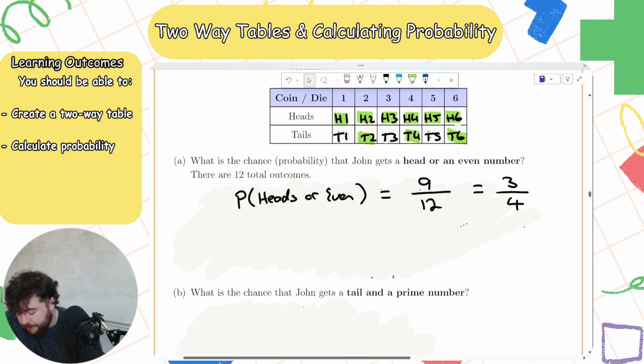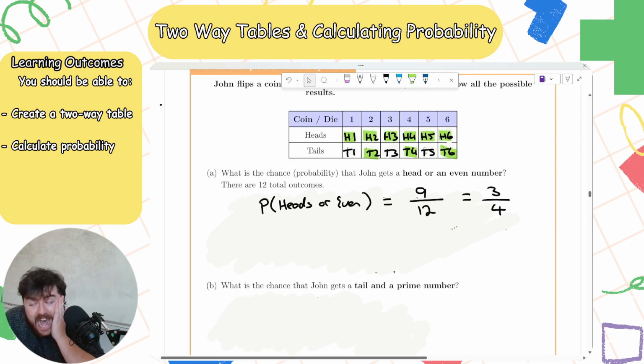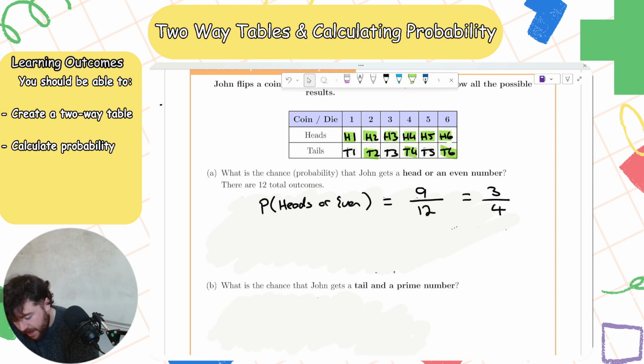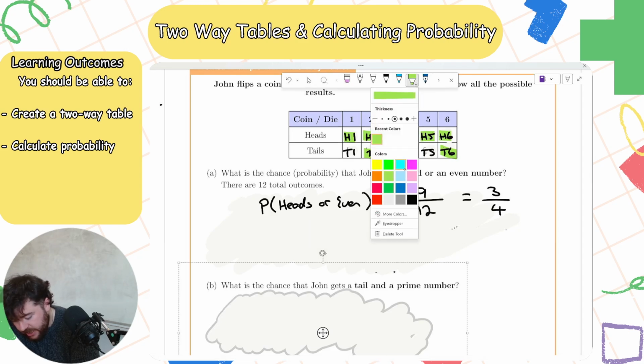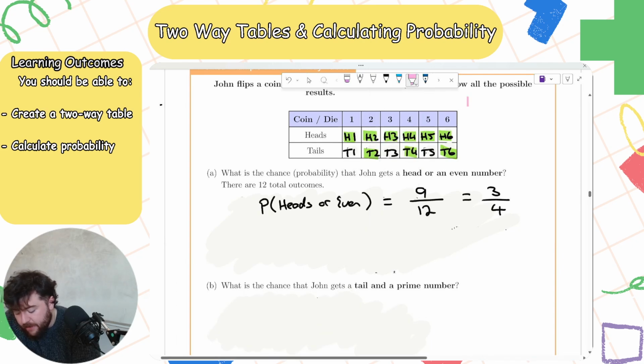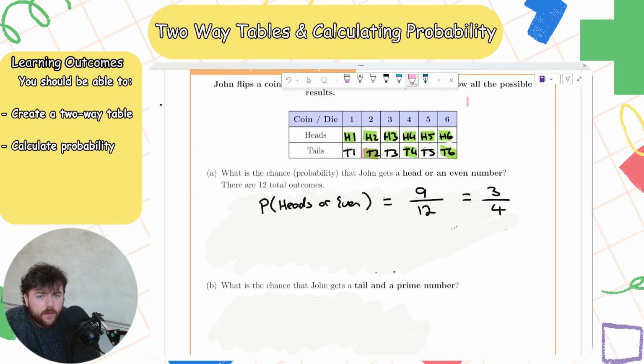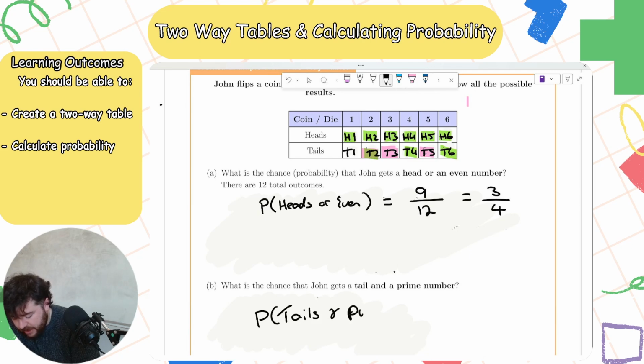What is the chance that John gets a tails and a prime number? So we're looking for a tails and a prime. A 1 is not a prime number, so we're not counting that. 2 is a prime, counting that one. 3 is a prime, and 5 is a prime. We only have 3 outcomes here. The probability of the tails and the prime number, so they both have to happen here, is going to be 3 over 12.